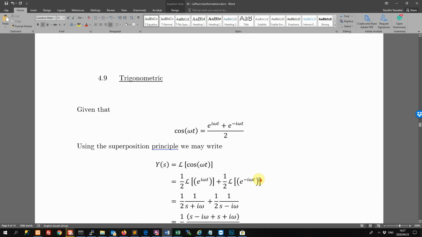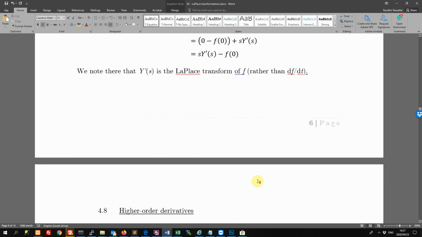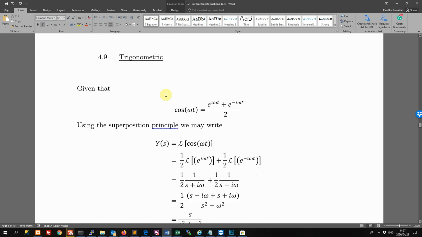All right, so those are the sort of calculus style functions. Let's look at some trigonometric ones. Of course, we know this from complex math. We know that the cos of omega t is e to the i omega t plus e to the minus i omega t over 2. And so if we perform the Laplace transform of cos of omega t, that's going to be a half Laplace transform of e to the i omega t plus a half Laplace transform of e to the minus i omega t.